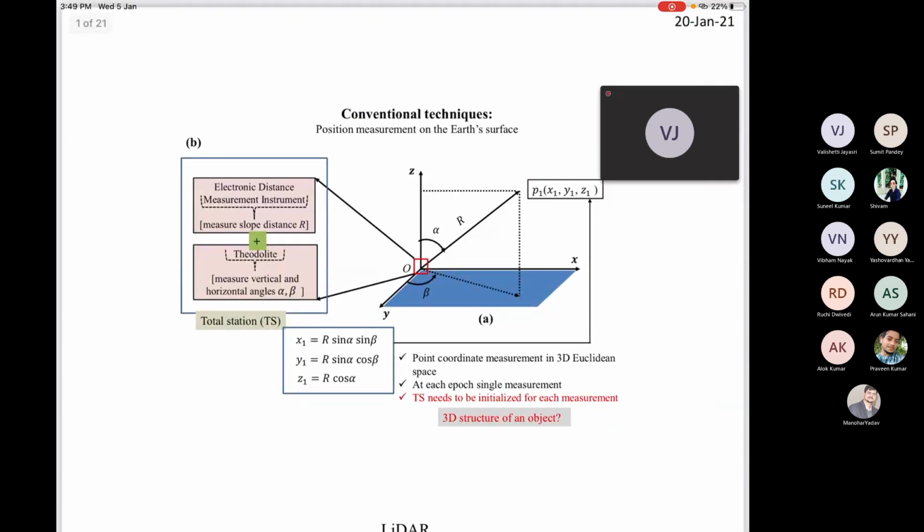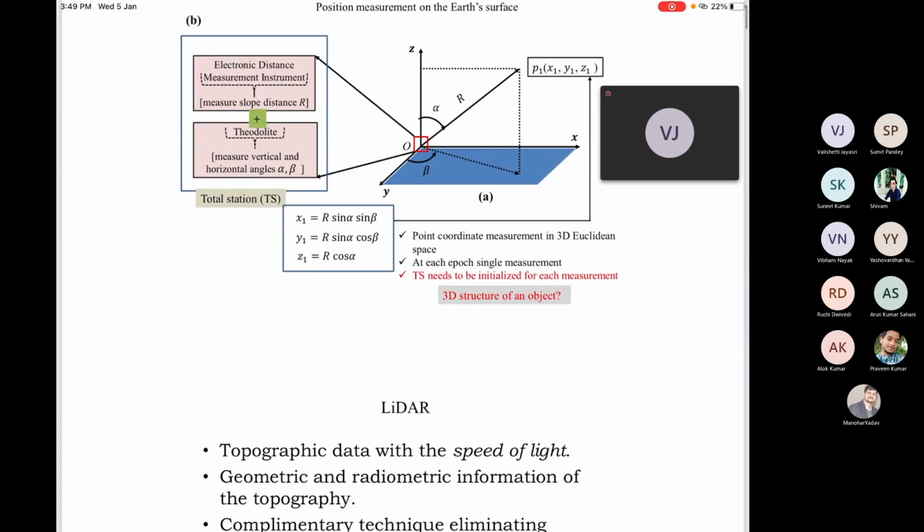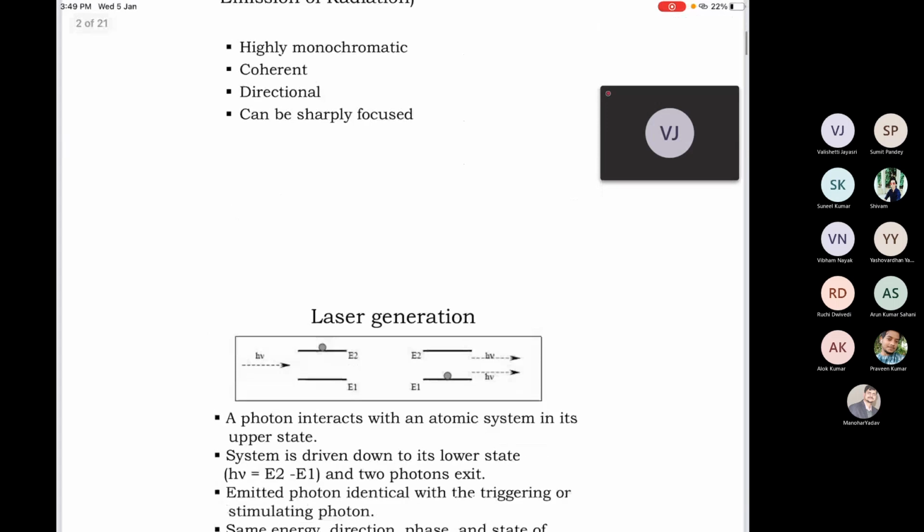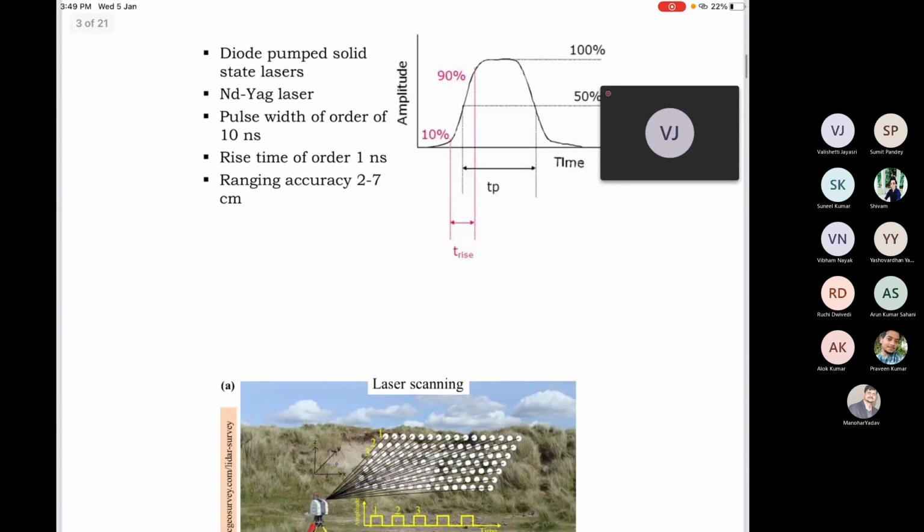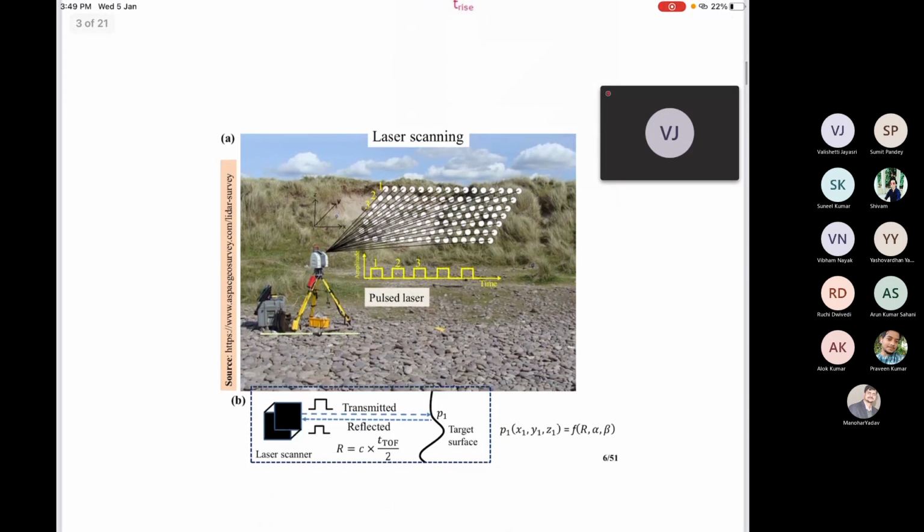In the first slide, this range is estimated by EDMI by simple mathematical manipulation, where the time recorded by the counter circuit is used, and half of it is multiplied by the speed of light.